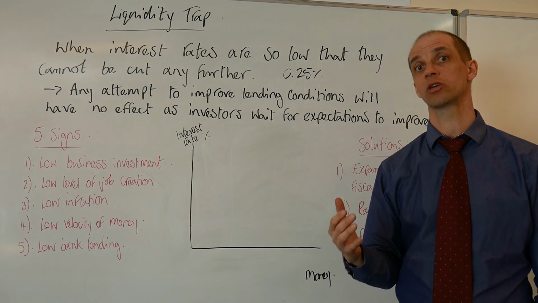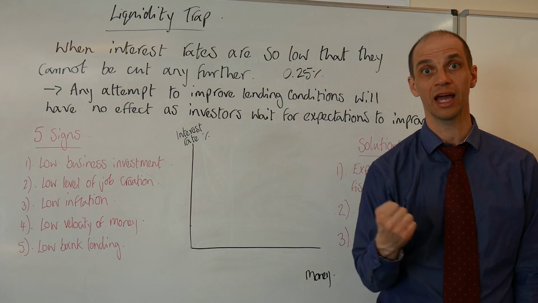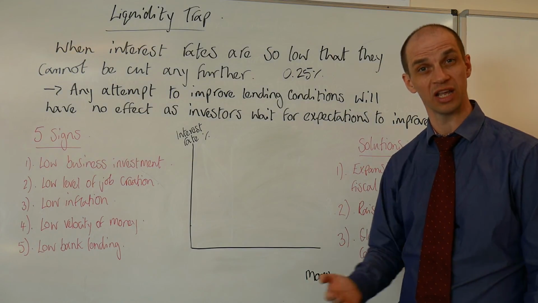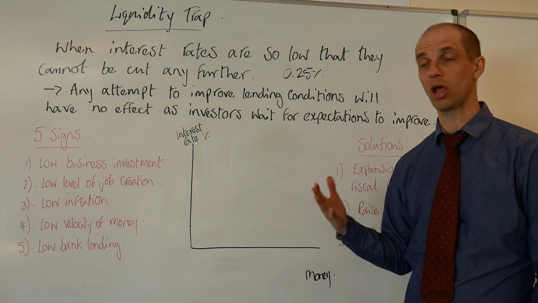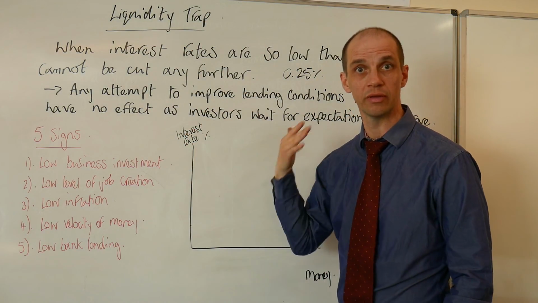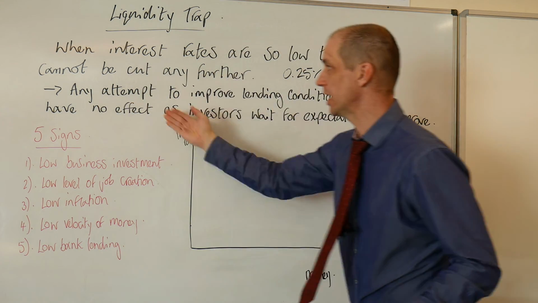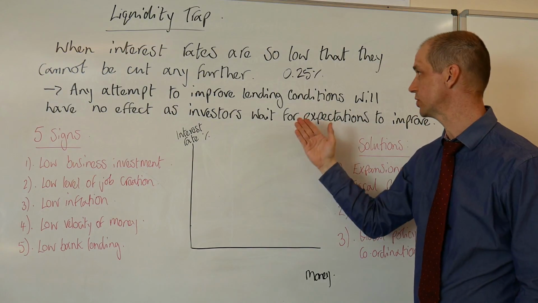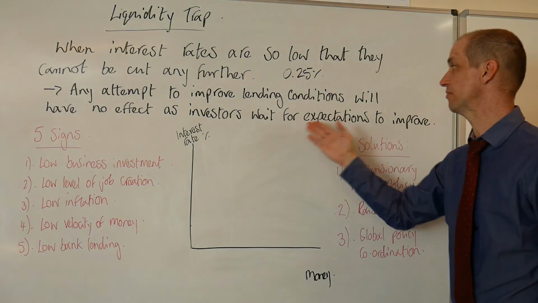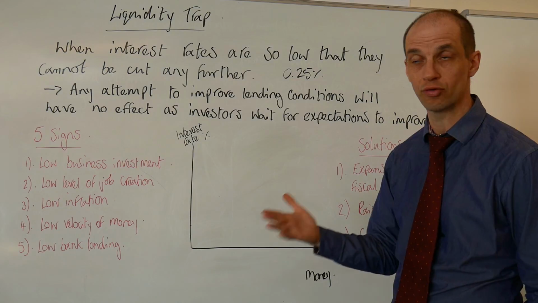So instead, it's argued under a liquidity trap that businesses may choose to hoard cash and not use it productively to undertake investment, even though interest rates are so low. They do this because expectations about the economy and future state of the economy are so poor. So here any attempt to improve lending conditions through quantitative easing perhaps will have no effect as investors wait for expectations about the economy to improve.